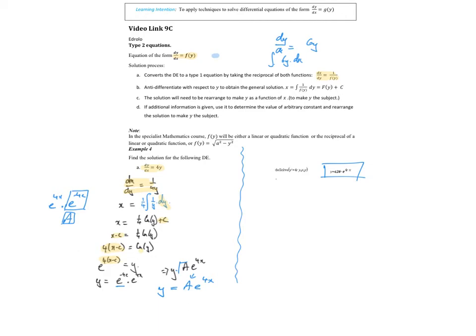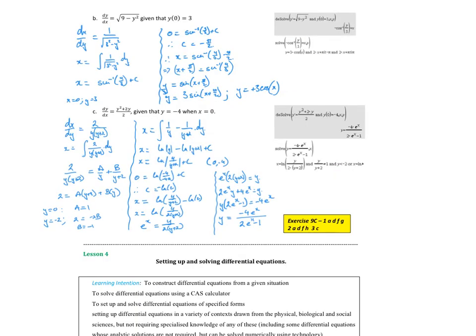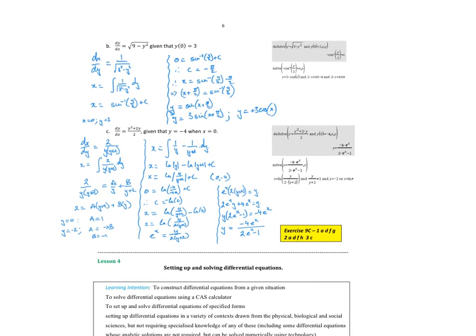All right, so once you take the reciprocal of both sides, our integration process follows. If we continue that through, same sort of thing, dy/dx is equal to 9 minus y squared, so the right-hand side is in terms of y instead of x. Take reciprocals, and we get our sine inverse function.